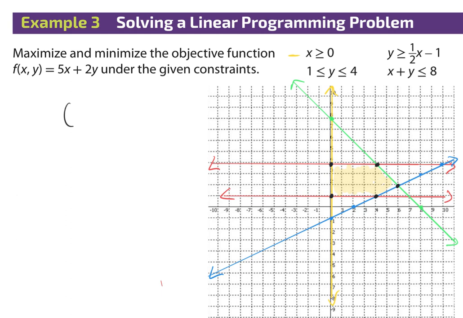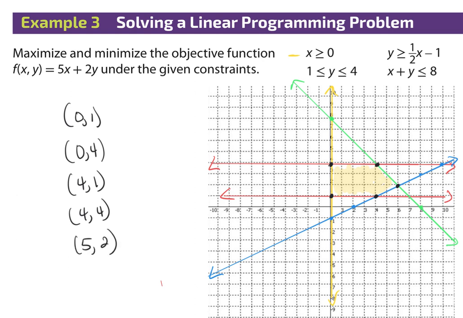You're going to take those. So I have the point 0, 1. I have the point 0, was that 4, hopefully? I have the point 4, 1, and 4, 4. And I have the point 5, 2. All right. So you want to take all of these points and you want to plug them into this guy and see what's going to give you your maximum and your minimum. They want both, okay?